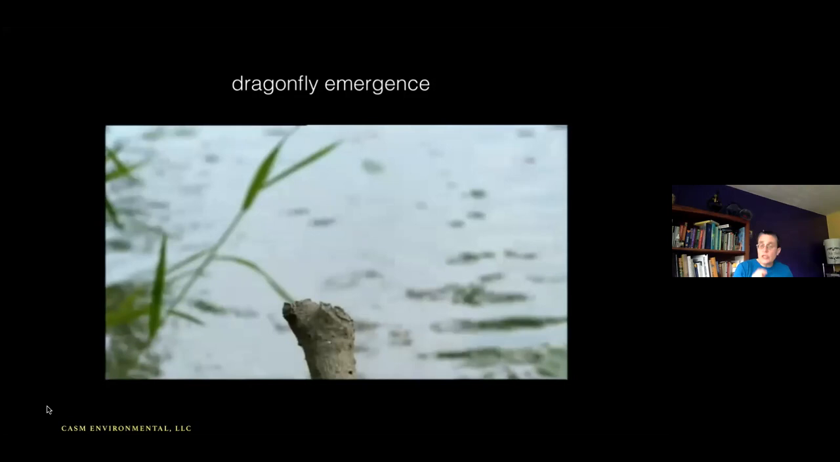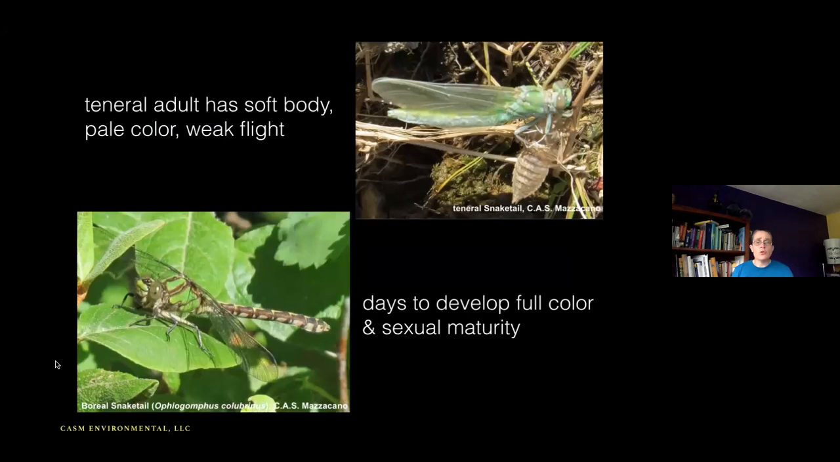So as I said, this teneral newly emerged adult has a very soft, squishy body. It's going to take time for the proteins in its exterior skeleton to cross-link and for it to harden up. It doesn't look the way a mature adult will look. It doesn't have the mature pattern and colors that it will have as an adult. And it is not a very strong flyer yet.